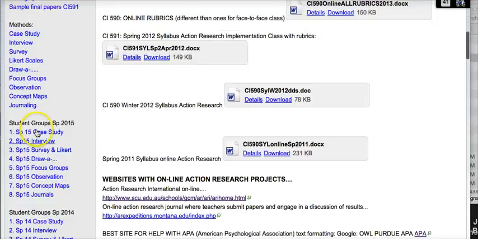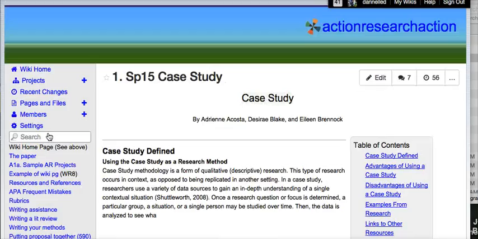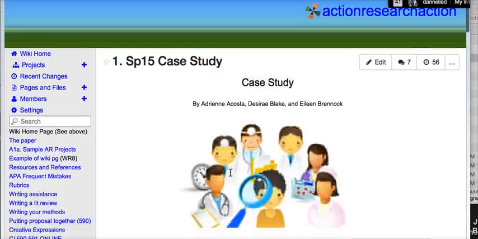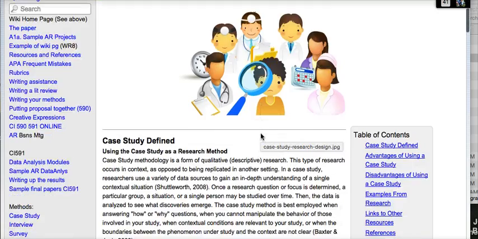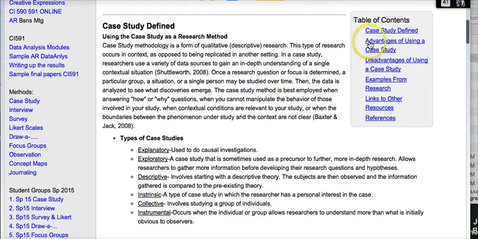And since the students themselves designed these pages, a lot of them are friendly to you. They use a lot of the social media, the media that you're aware of and can use. They use YouTube videos. And so these, like, let's say, case study spring 15, these folks have talked about what is a case study. These are the students, Andrea, Desiree, and Eileen, and they defined it just like you did. They actually have a little table of contents on the side.